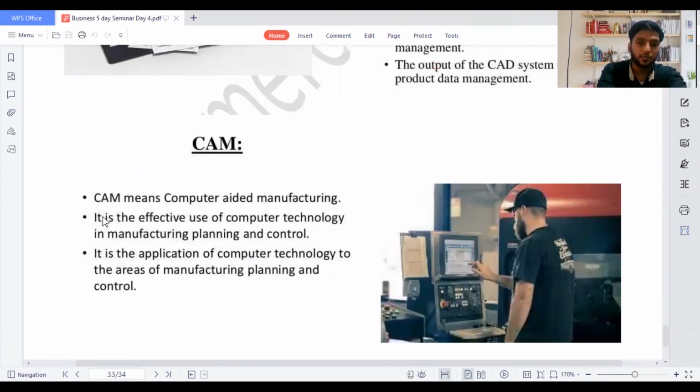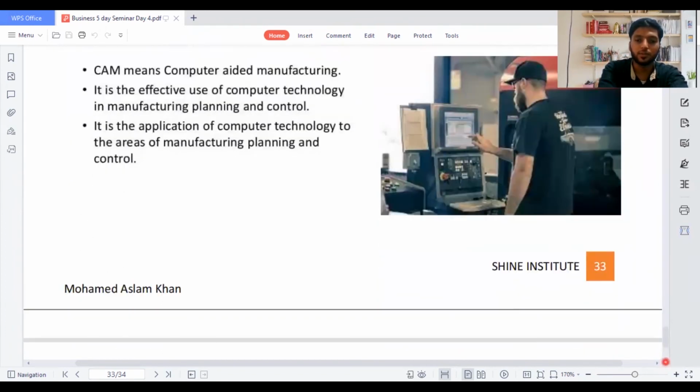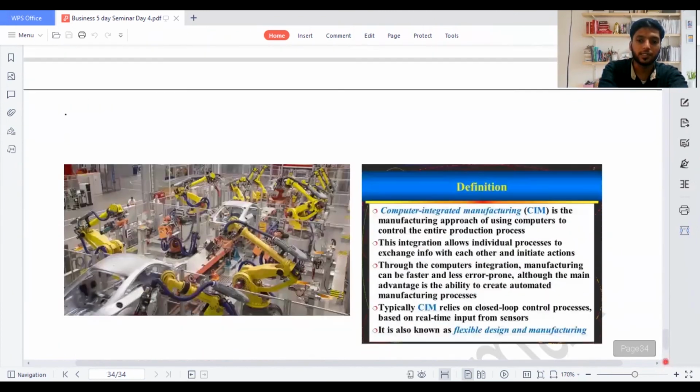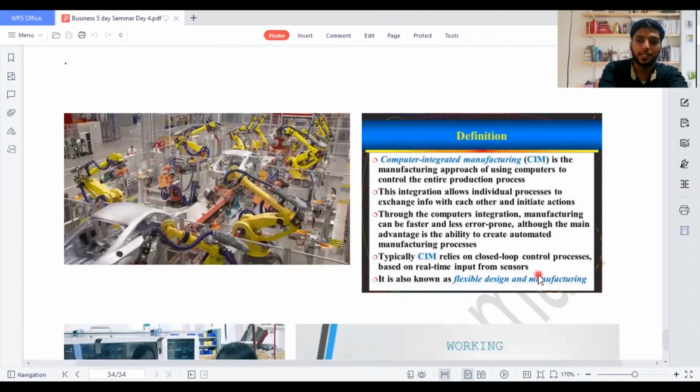CAM means computer aided manufacturing. It is the effective use of computer technology in manufacturing, planning, and controlling. It is the application of computer technology to the areas of manufacturing, planning, and controlling. So when you are producing something in manufacturing, you use a lot of computer technology to get the work done. We say it is computer aided manufacturing. Simple as that, guys.